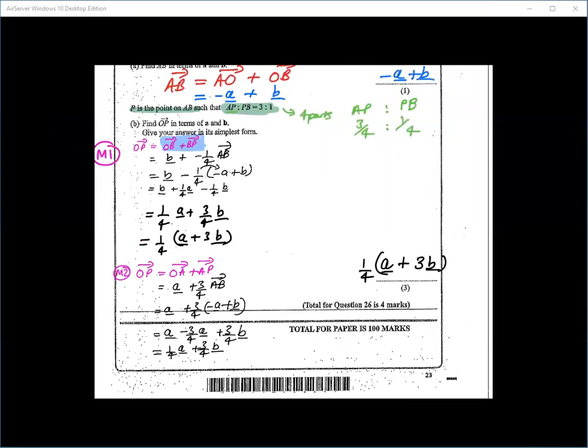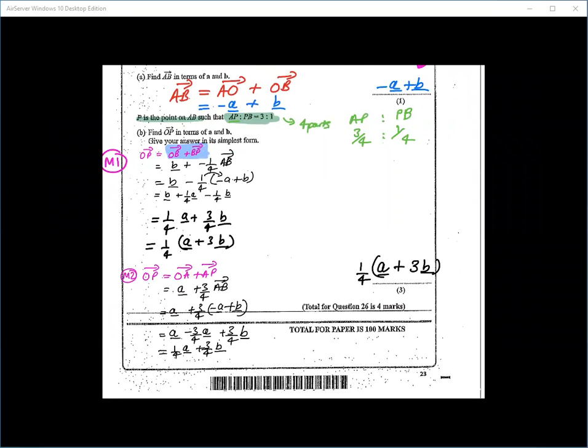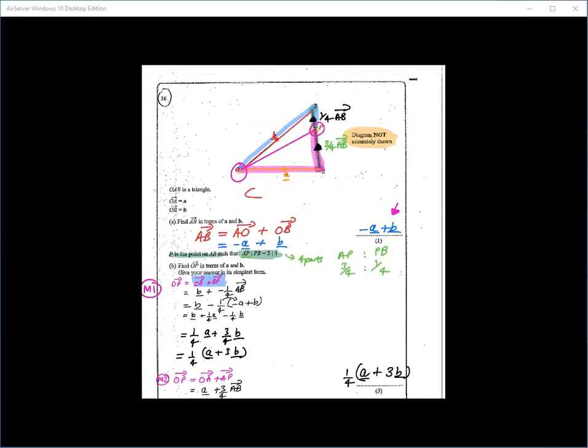Done. So you get the same answer, but you just have to remember that you have to minus the vector. Okay, that's the bit you have to remember. So we've done both ways. That's excellent.